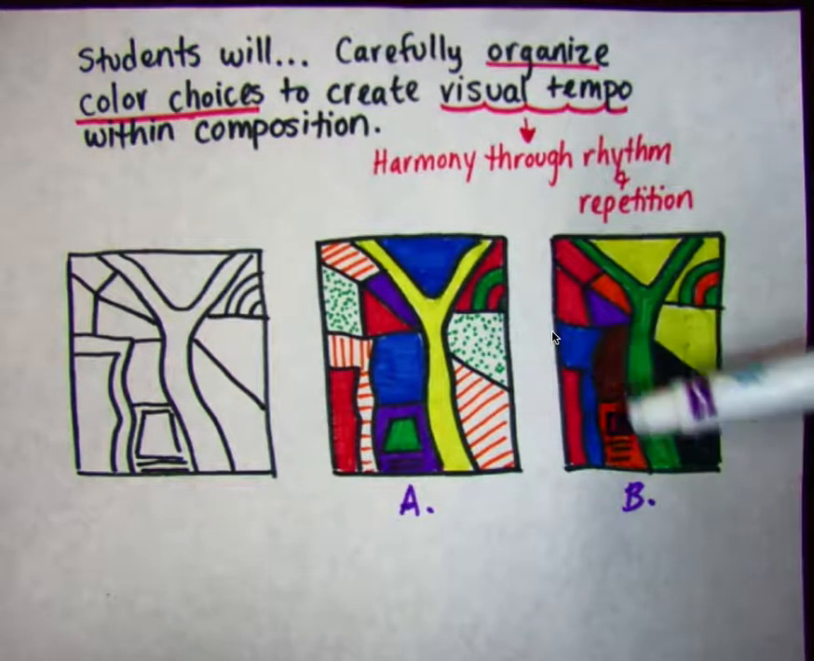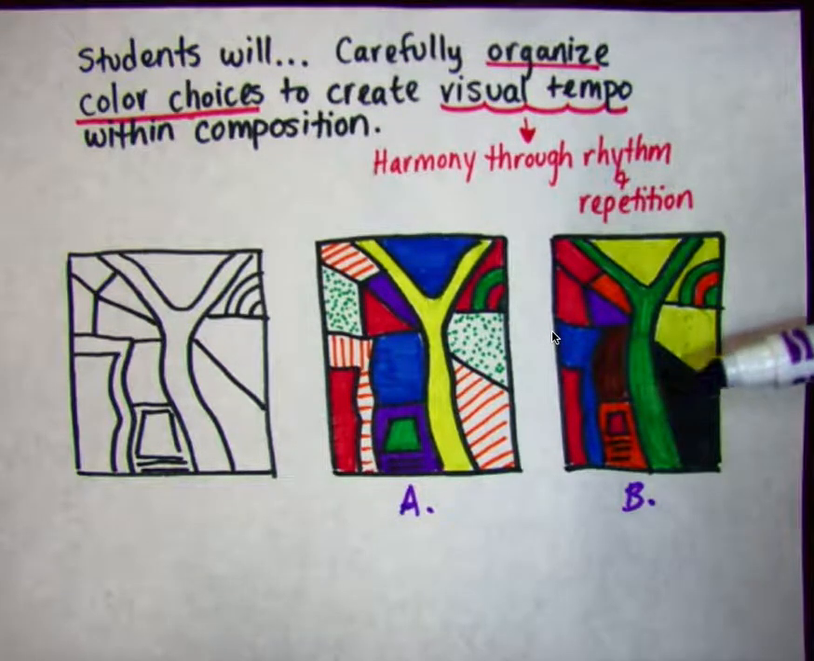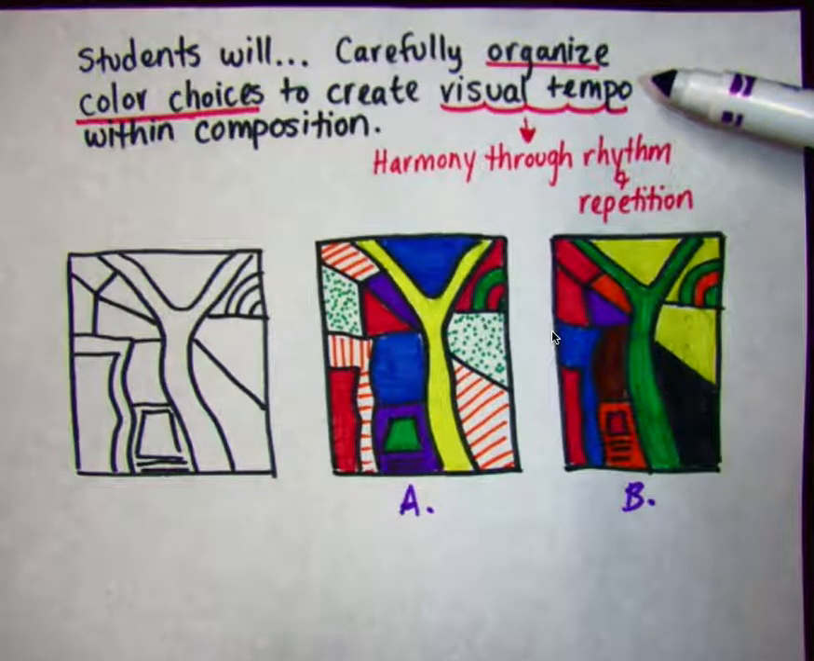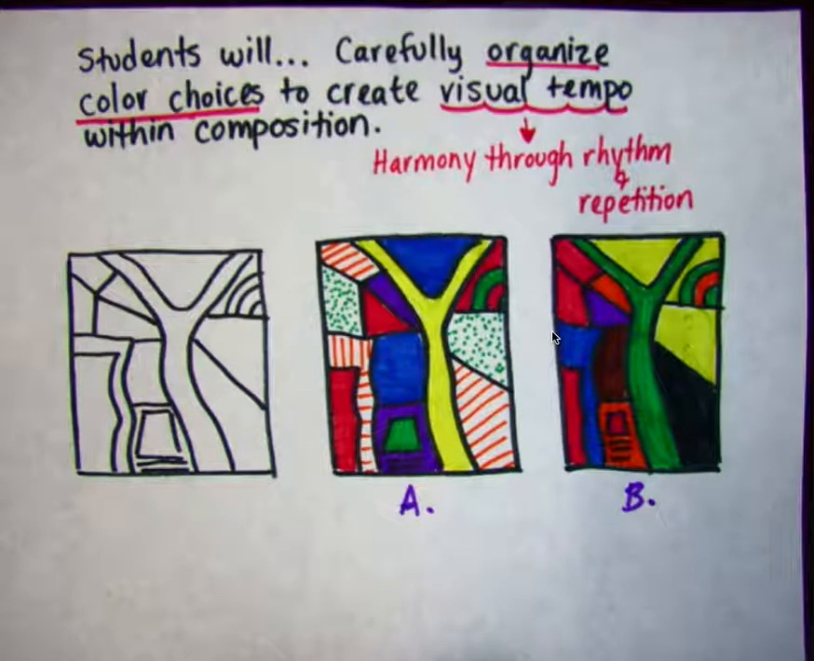That's what's going to make your painting successful and accomplish your objective, which is to carefully organize color choices to create visual tempo within your composition. So take your time, do a little planning, but go back to these images in order to help you understand how to create that harmony.